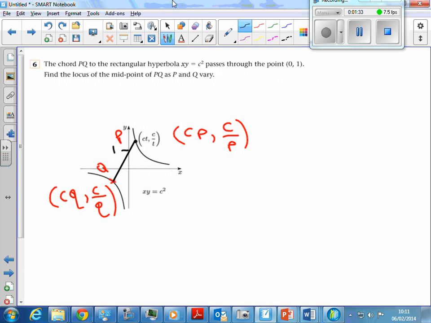And the question says, find the locus of the midpoint of PQ as P and Q vary. So all points, let's say that that's the midpoint there, M, of the chord PQ, as P and Q vary. So that's just some general point.